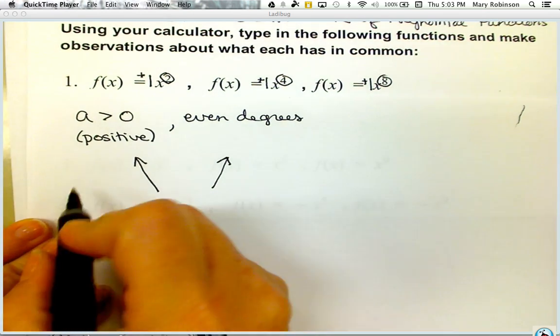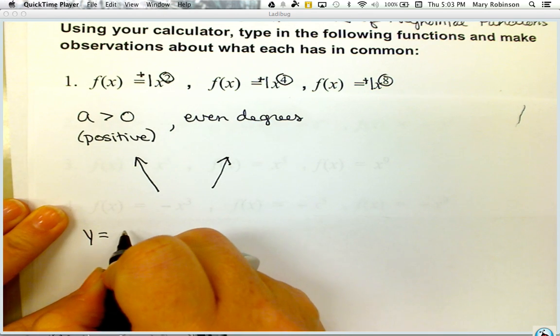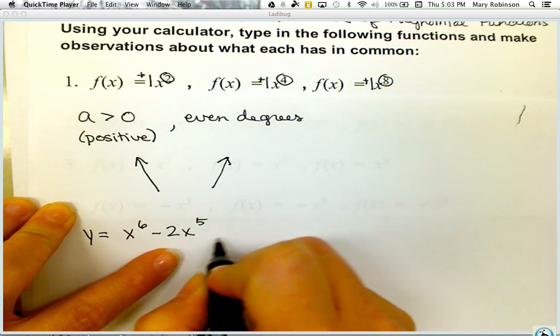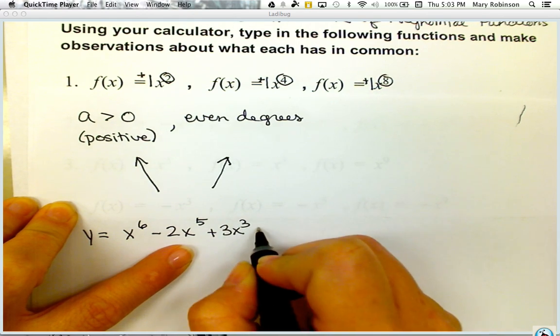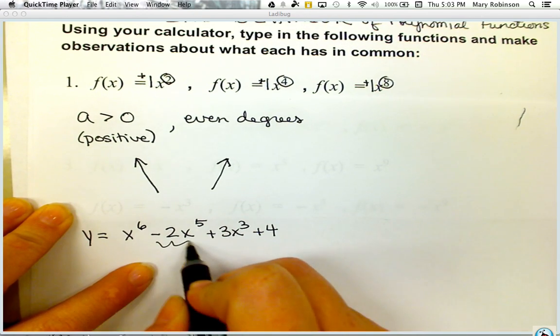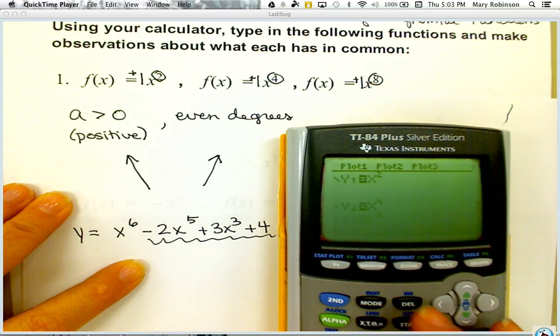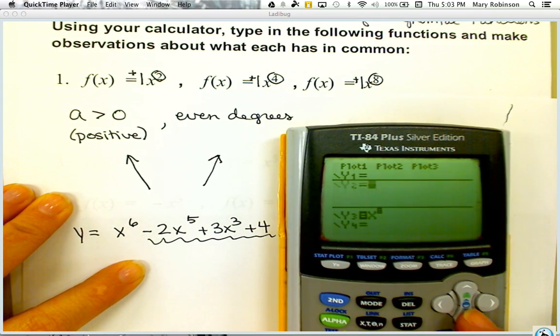So if we were to consider the graph of y equals, let's say, x to the 6th power minus 2x to the 5th plus 3x cubed plus 4, it doesn't matter what these terms here are. If we do graph those, let me clear out what we have here.